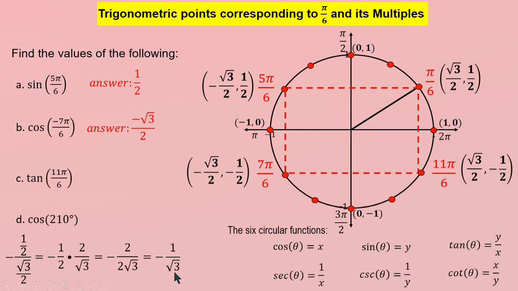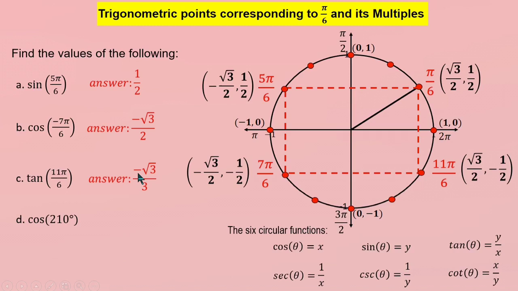Rationalize the denominator by multiplying the numerator and denominator by square root of 3. So negative 1 times square root of 3 is negative square root of 3. And square root of 3 times square root of 3 is 3. Square root of 9 is 3. Thus, tangent 11 pi over 6 is equal to negative square root of 3 over 3.